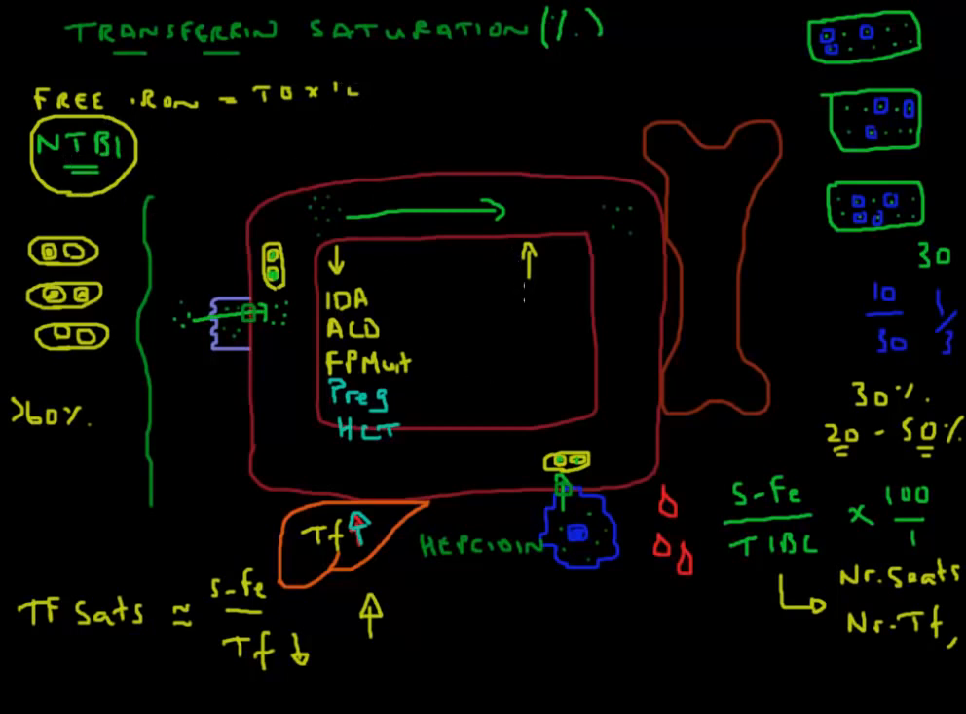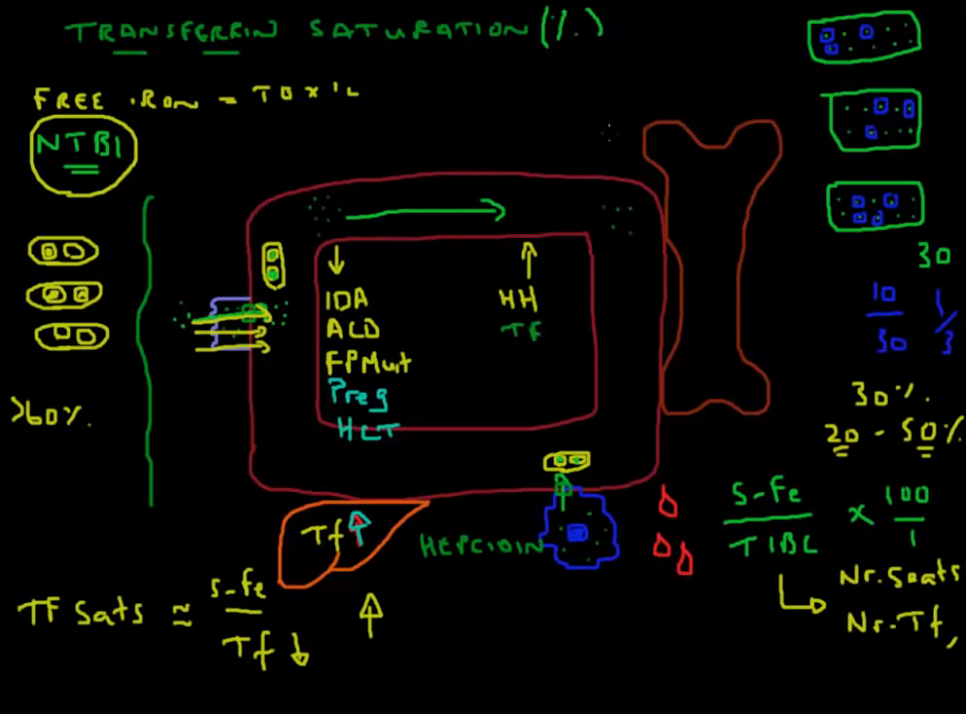So when will this happen? Well, there's a condition which is not that uncommon actually, called hereditary hemochromatosis, whereby people are born with a genetic abnormality that leads to increased iron absorption. So the iron absorption increases greatly, and therefore the transferrin saturation will go up. The same is true for transfusion related iron overload.